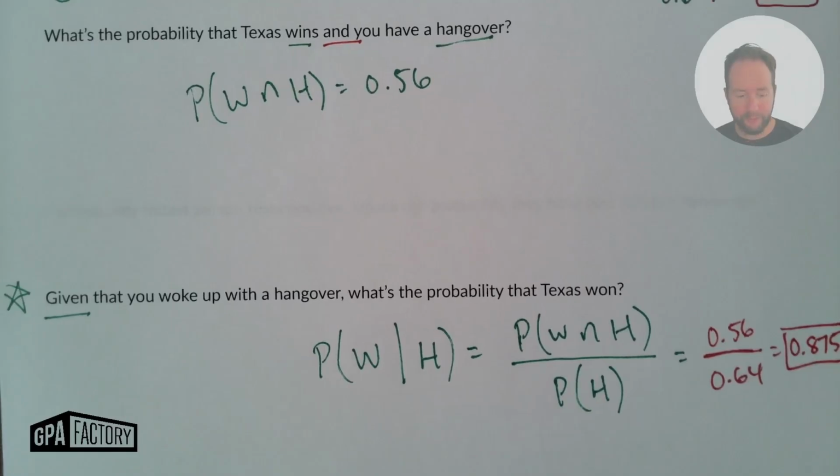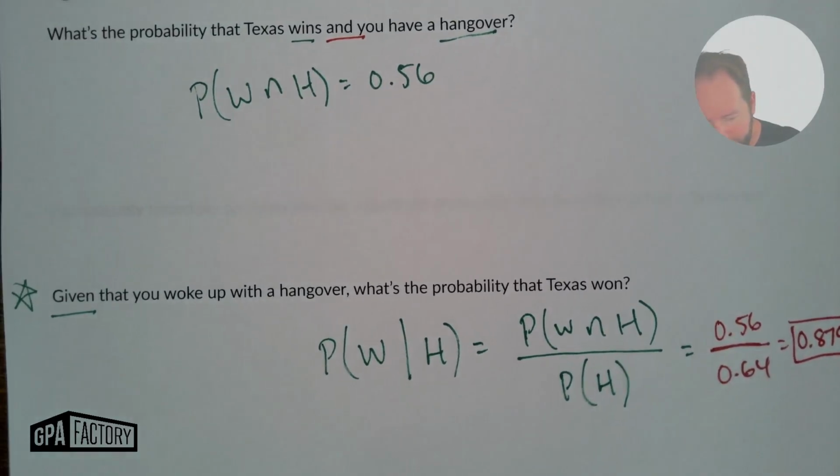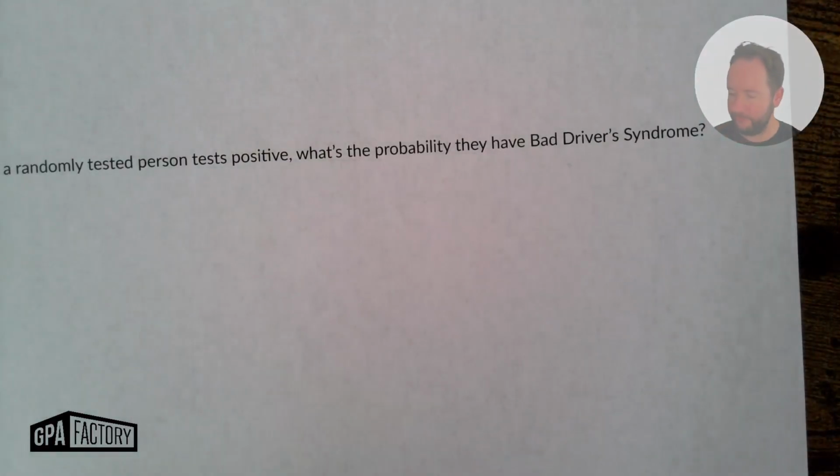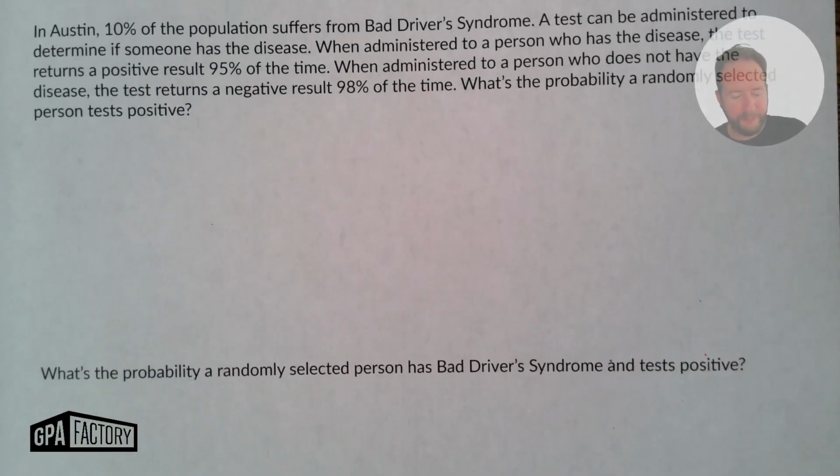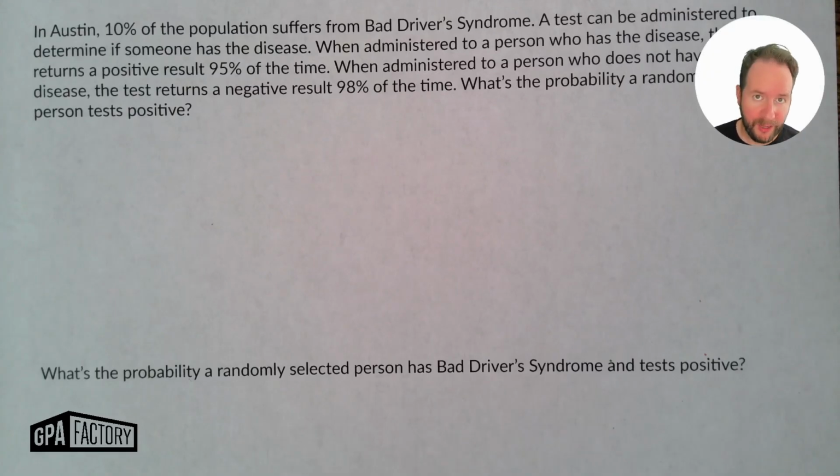I'm going to do another Bayes rule question on the next page. So we'll reset with a different type of problem. In Austin, 10% of the population suffers from bad driver syndrome. A test can be administered to determine if someone has the disease. When administered to a person who does have the disease, the test returns a positive result 95% of the time. And when administered to a person that does not have the disease, the test returns a negative result 98% of the time. All right, let's talk about a positive and a negative test.